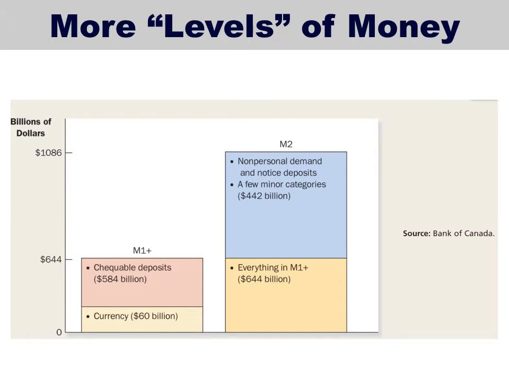And then when we go to M2, well, it of course is going to include the M1 categories there, the M1 monies. And it also includes non-personal demand and notice deposits. Right? So essentially, we could put this into the savings account level of things where you can't just get your money immediately. All right. So there's usually a penalty associated with withdrawing your money from a savings account.